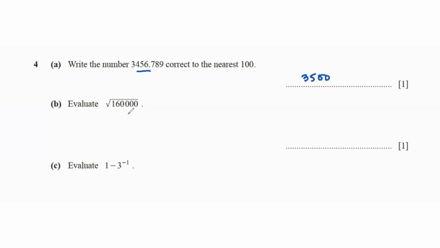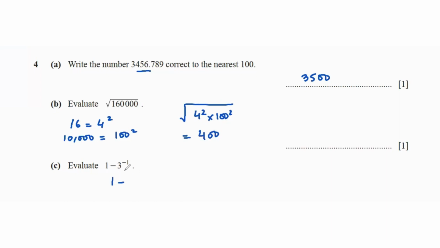Then it says evaluate the square root of 160,000. So we know 16 is 4 squared and 10,000 is 100 squared. So the square root of 4 squared times 100 squared is going to be 400. Then it says evaluate 1 minus 3 to the power of negative 1. Rewrite 3 to the power of negative 1 as 1 over 3. That's going to be 3 minus 1 over 3, and that is 2 over 3.